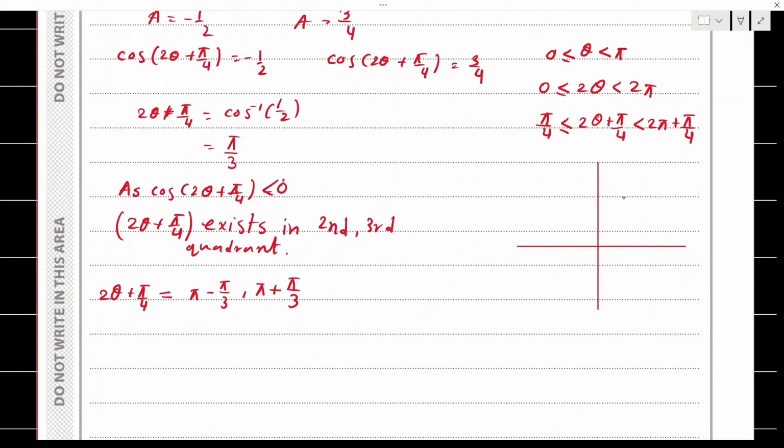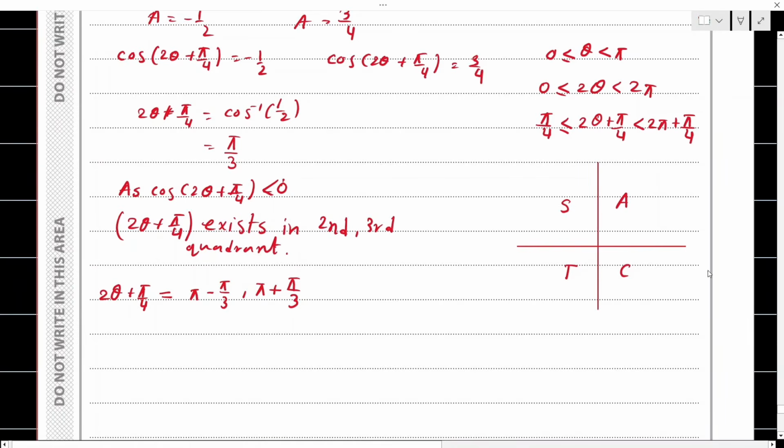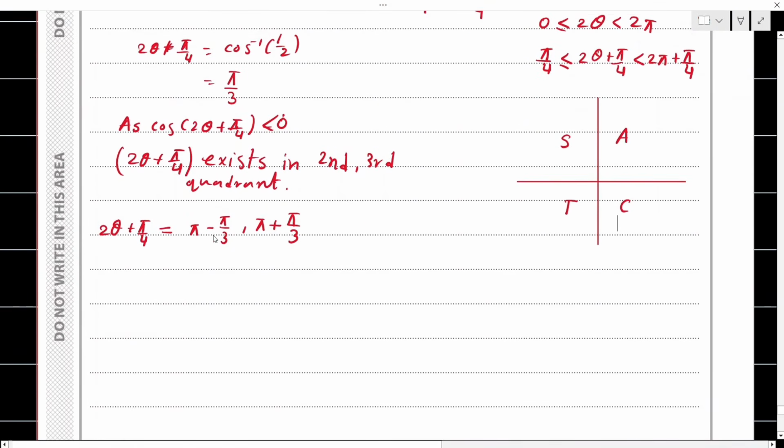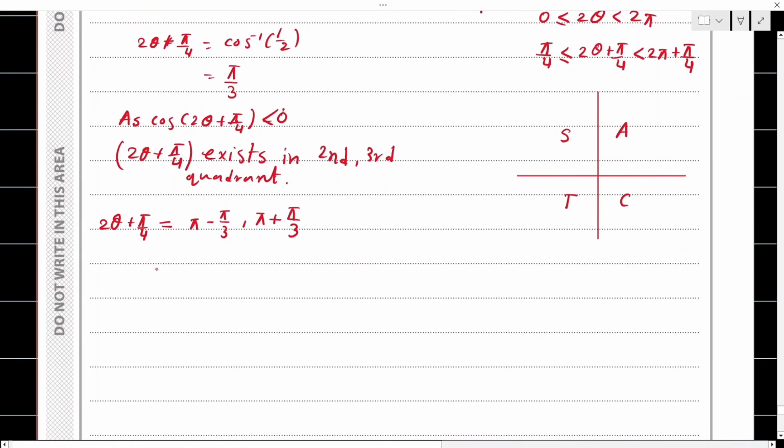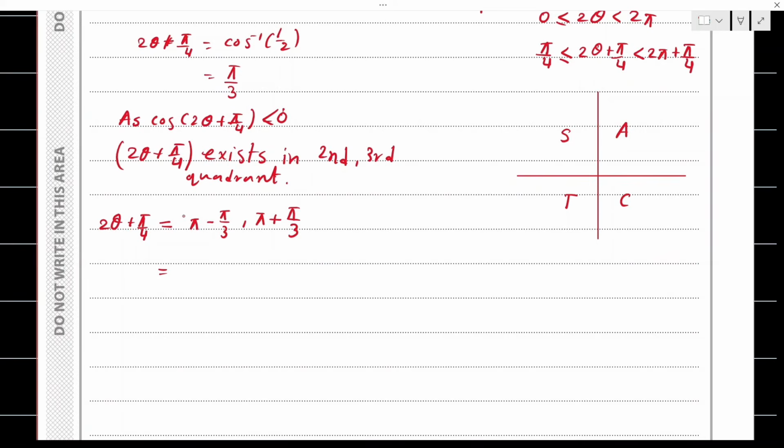We know that out of the four quadrants, the first quadrant gives us all the positive values, the second quadrant is positive for sine, the third quadrant is for tan, and the fourth quadrant is for cos. So there are two values of 2 theta plus pi by 4 within our range. Any other value will be out of the range, so we will not consider that. Simplifying this gives us 2 by 3 pi and 4 by 3 pi. So 2 theta plus pi by 4 is equal to 2 by 3 pi and 4 by 3 pi.